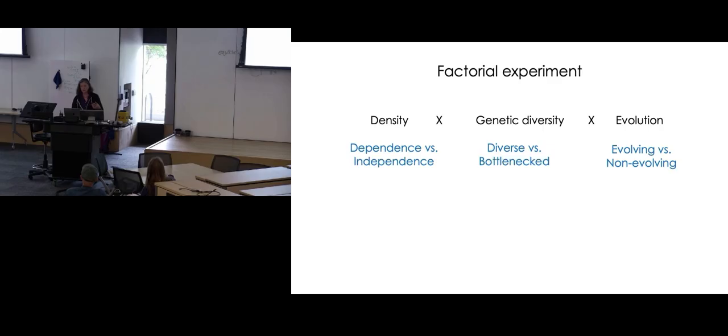So what we did to look at the role of density dependence on evolutionary rescue is a factorial experiment where we manipulated density, diversity, and evolution. I'll go through each of these in turn, but basically these factors each had 2 levels. And our challenging environment was just adding an insecticide to our media with flour and yeast.